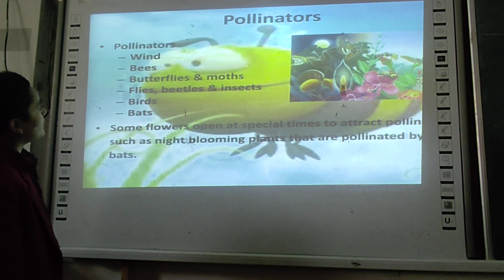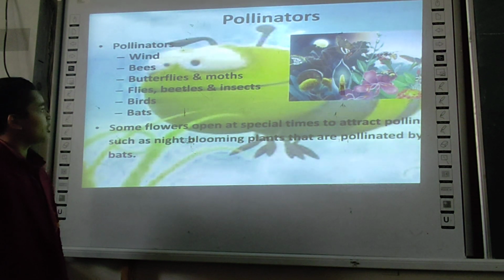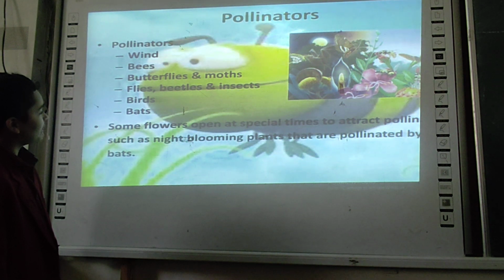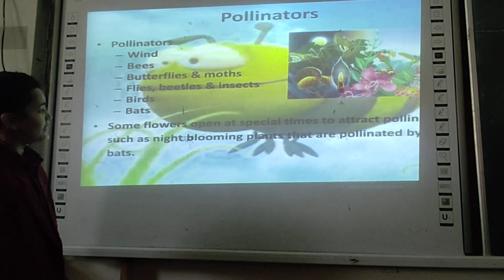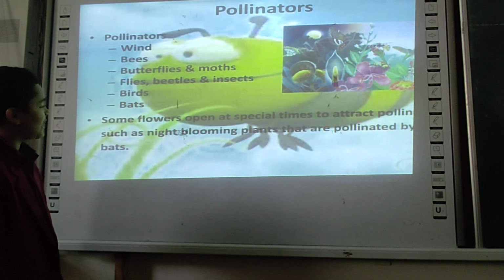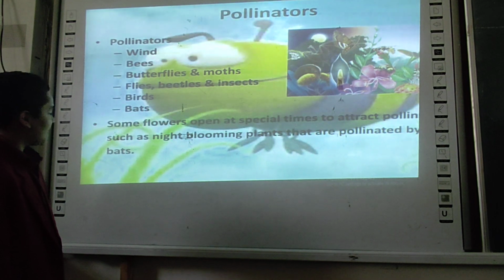Pollinators. Some of the pollinators are wind, bees, butterflies and moths, flies, beetles and insects, birds and bats. Some flowers often add special features to attract pollinators, such as night blooming plants that are pollinated by bats.